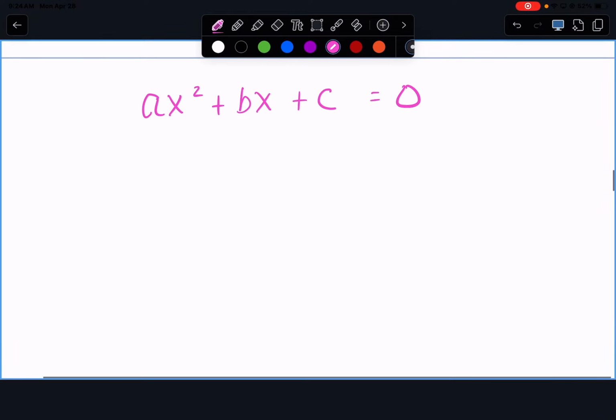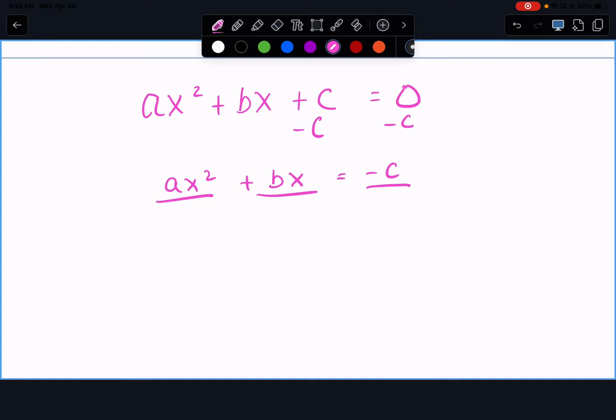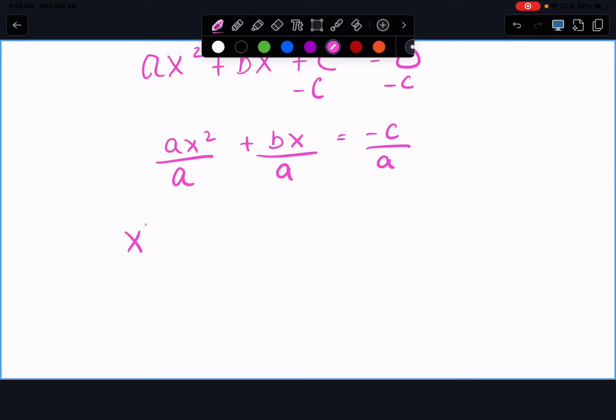So in this case, what represents my constant? I'm going to move c to the other side, so I get ax squared plus bx equals negative c. Now I have to divide everything by the coefficient of x squared, which is a. So we get x squared plus b over a x equals negative c over a.